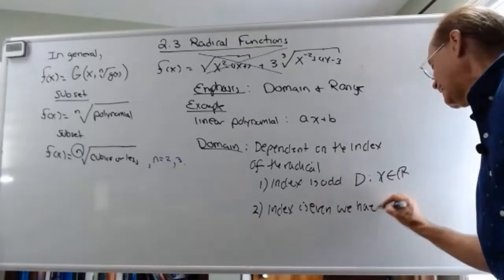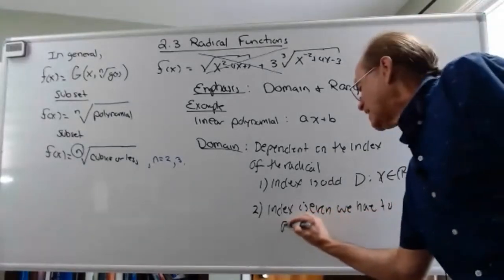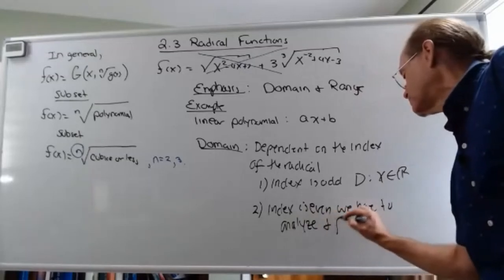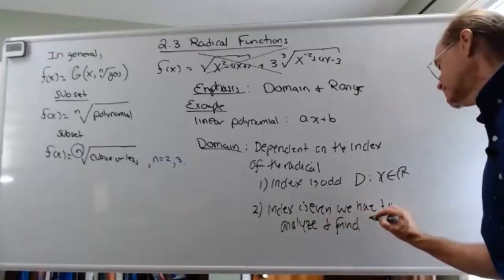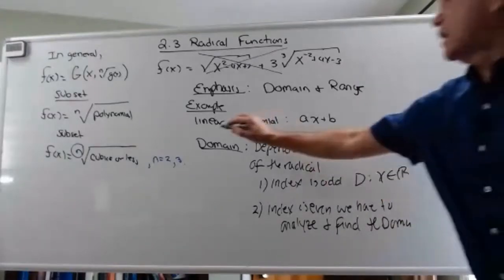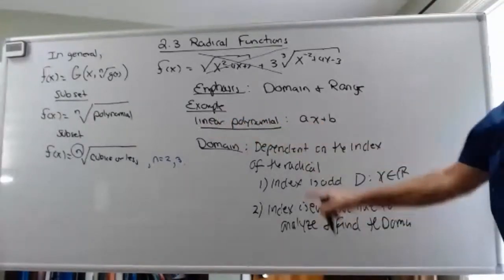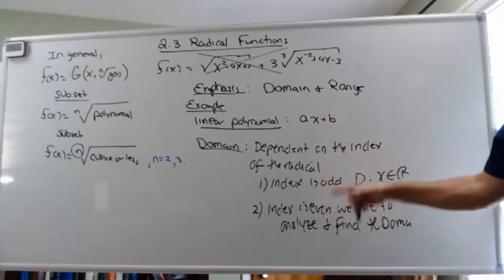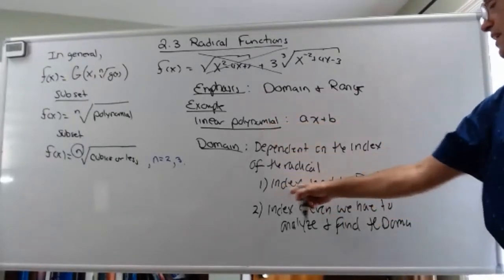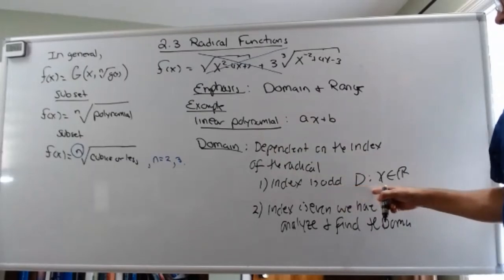We have to analyze and find the domain. And that's where we're going to need some tools and techniques, and that's what we're going to focus on. So let's start with our linear polynomial of this form and find its domain. This is going to be fine if it's a cube root or a fifth root, but we're going to look at square root. So let's see where it has some problems.